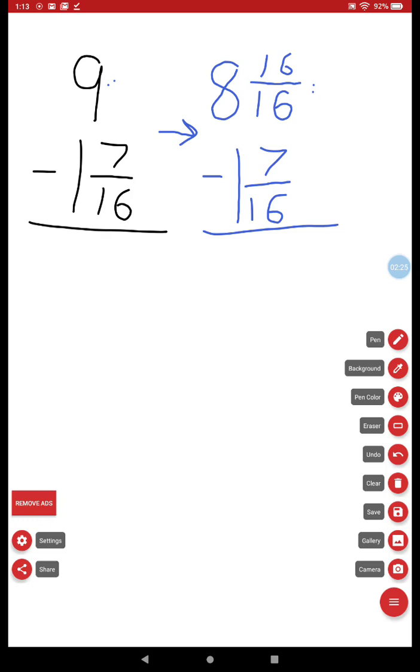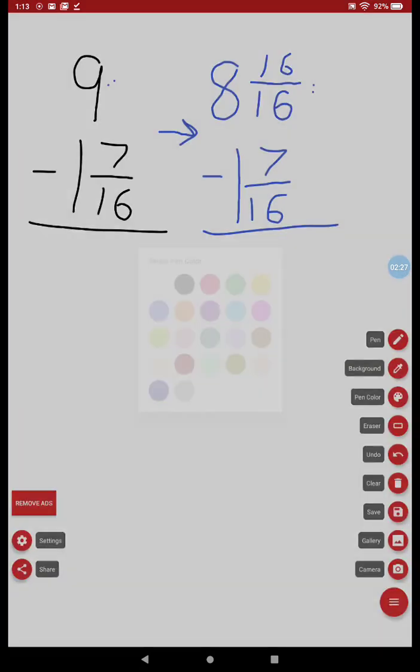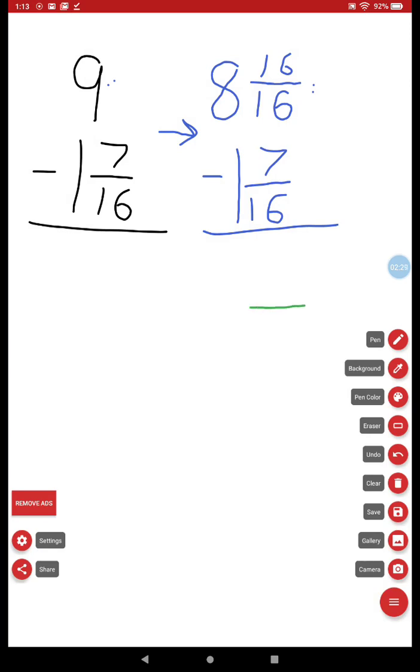So, like what we learned last lesson, I don't change the denominator. It's going to stay 16. I now subtract the numerators. 16 take away 7 is going to get you 9. And now I've got 8 subtract 1, and I get 7. All right, now I've got to ask myself, can I simplify?